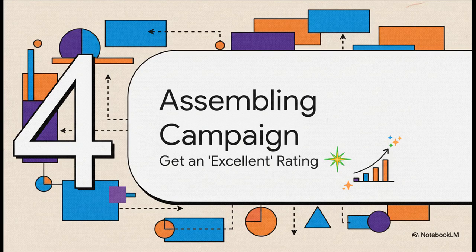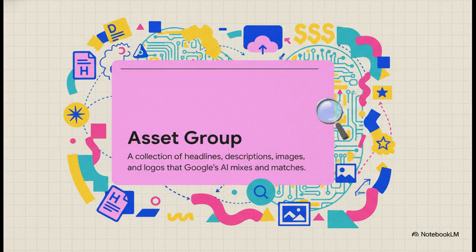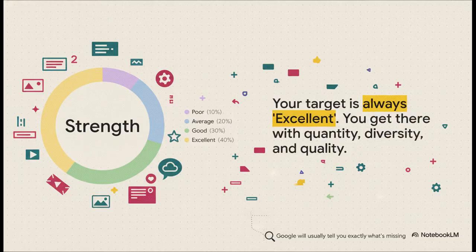Okay, so you've crafted some amazing text and you've found some really powerful visuals. Now it's time to put it all together and assemble a winning campaign. Everything comes together inside what Google calls an asset group. It's basically the container for all your headlines, descriptions, and images. And here's a pro tip. Don't overcomplicate this. Just start with a single, strong, comprehensive asset group that gives the AI the maximum number of options to test.